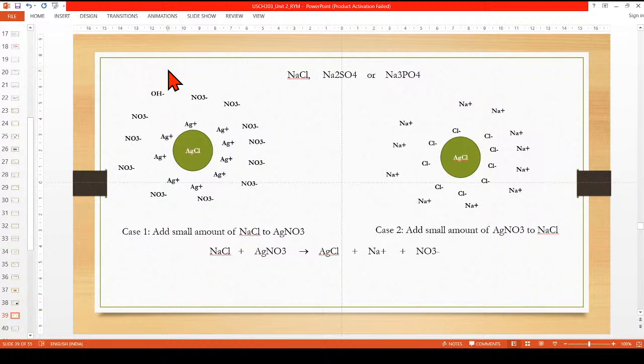Now if you want to precipitate AgCl, if AgCl is your precipitate, then a common ion will help you for increasing precipitation. Common ion facilitates precipitation. So for AgNO3, if you have AgNO3 solution and you add a small amount of NaCl to AgNO3, what will happen? There will be formation of AgCl precipitate.